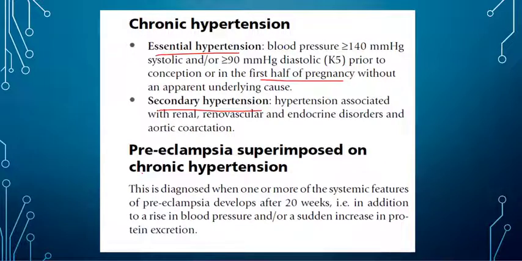Now, let's say a patient was previously diagnosed with hypertension, and then after 20 weeks, they are losing protein from the urine. What will you call it? You will call it a preeclampsia superimposed on chronic hypertension. That means patient was already hypertensive, but on top of that, they have developed preeclampsia.